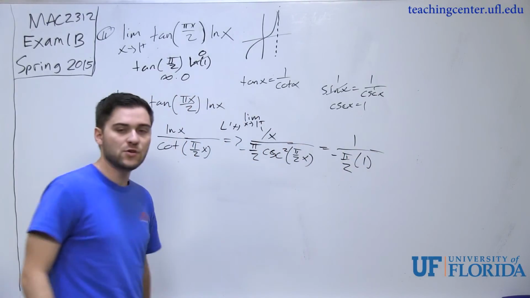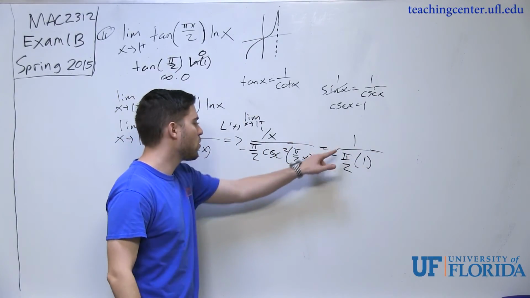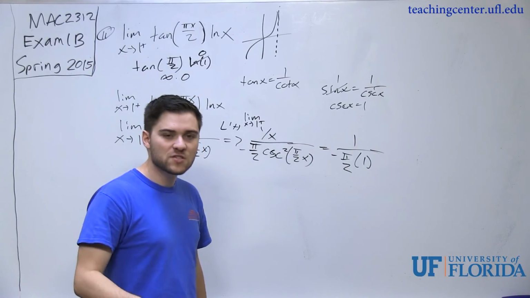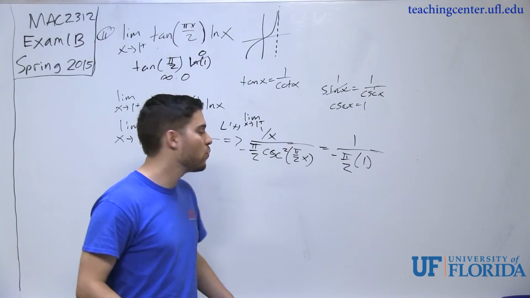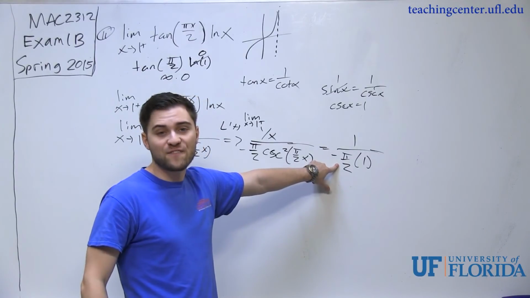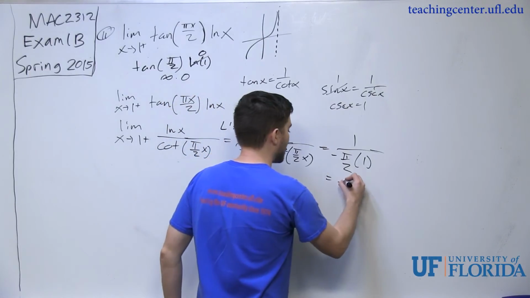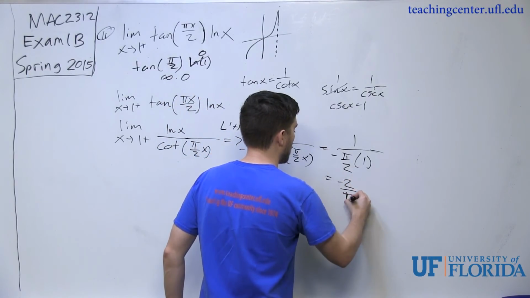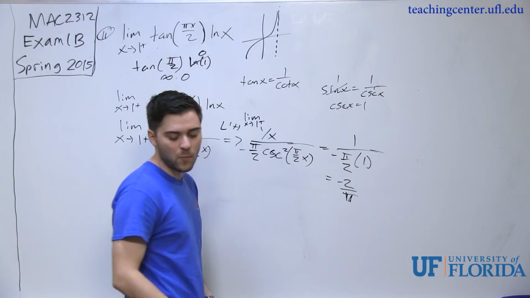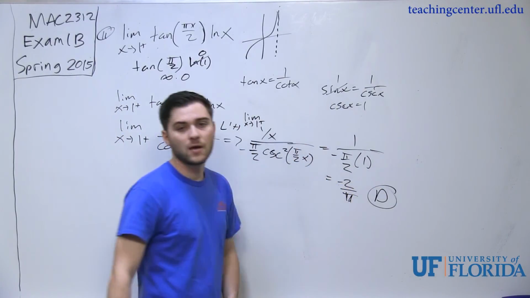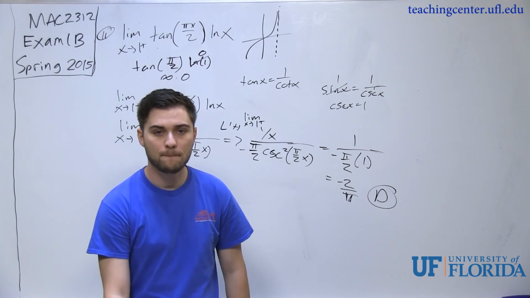Times that negative pi over 2 then. So I end up with 1 over negative pi over 2. And if I look at my answers, D looks like the closest one because it's negative 2 over pi. Remember, if I'm dividing by a fraction, I can multiply by its reciprocal. So this ends up becoming negative 2 over pi when I flip this term. Negative 2 over pi is the final answer. Letter D is correct for number 11.